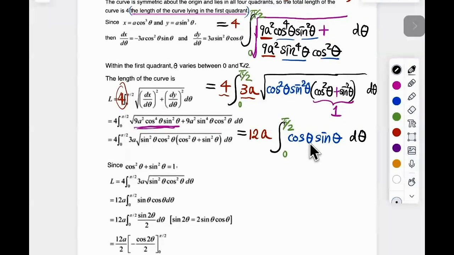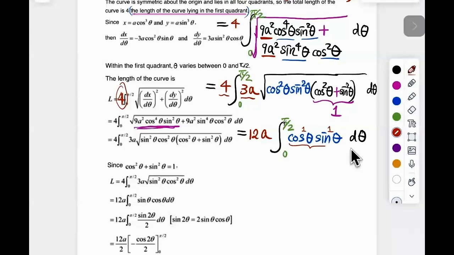How do you integrate? Remember, this is actually cosine to the r power, sine to the r power. You can actually use the safe method, but however, there's an easy way to do this one here.